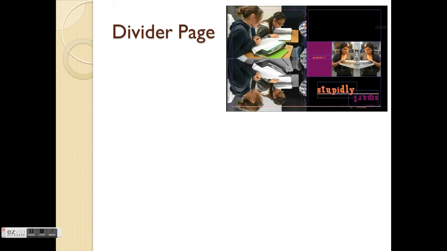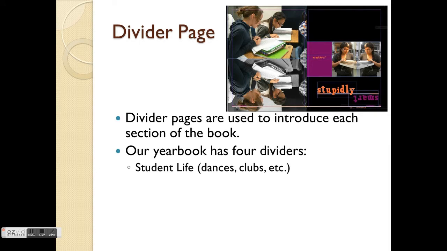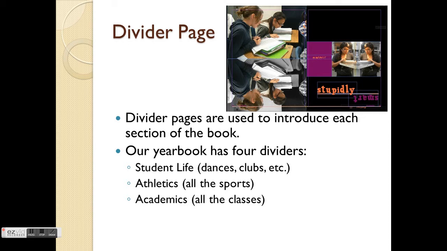Next is divider page. This is used to introduce the section. We have 4 sections in the Douglas Yearbook. The first divider is the student life divider. That's dances, clubs, student life, anything that has to do with student life like rallies. The second is athletics. Academics are all the classes, English, math, history. And the people are the mugshots. Those are those pictures you took at back-to-school orientation.